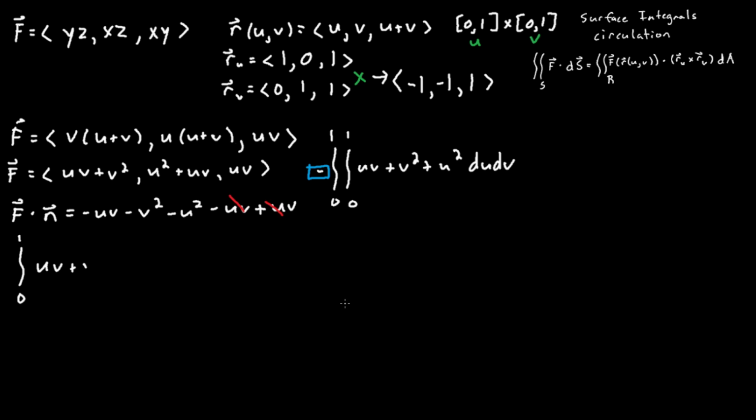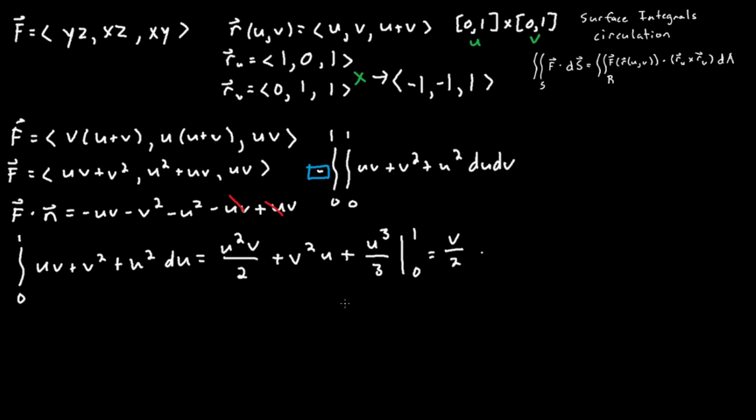So we have uv plus v squared plus u squared du. The integral for this is u squared times v over 2 plus v squared times u plus u to the power of 3 over 3, and our bounds are 0 and 1. If we plug in 1 for all this, we end up with v over 2 plus v squared plus 1 over 3. So this is our new integrand, and then all we have to do is solve for this with respect to v.